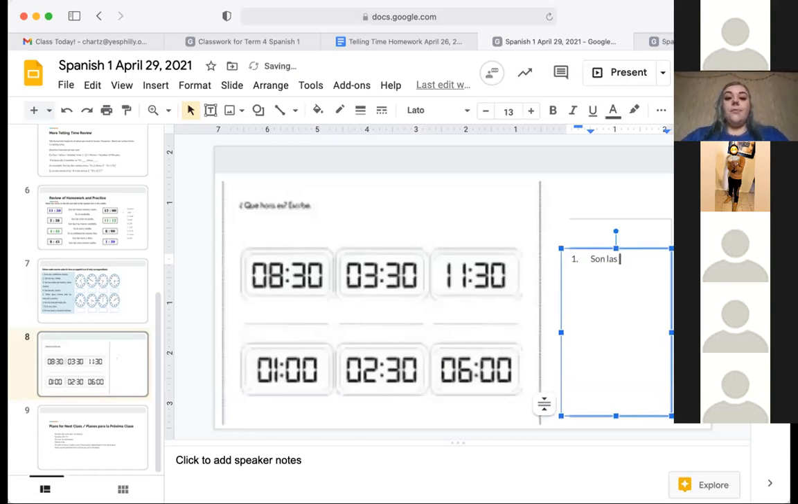Remember, we're going to use las because it's a number other than one. Son las 8 y 30. Yep. You could say that, or you could say son las 8 y media. Yeah. Then son las 3 y media.